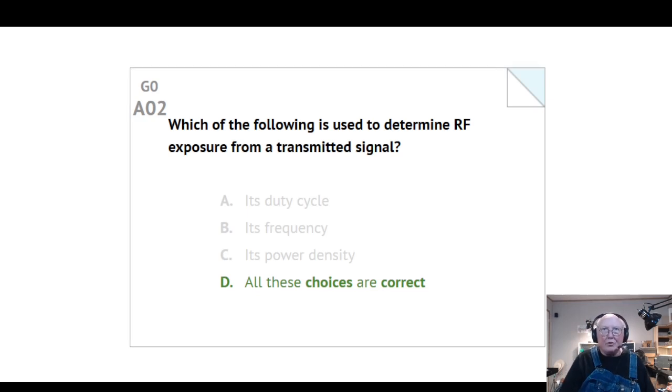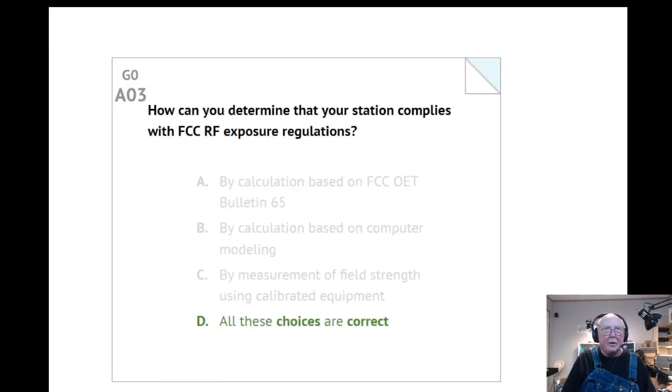Which of the following is used to determine RF exposure from a transmitted signal? And all of these choices are correct. So on that one, when you see which of the following is used for RF exposure from the transmitted signal, just go down to D. All of the choices are correct. Not one of them, but all of them. All right.